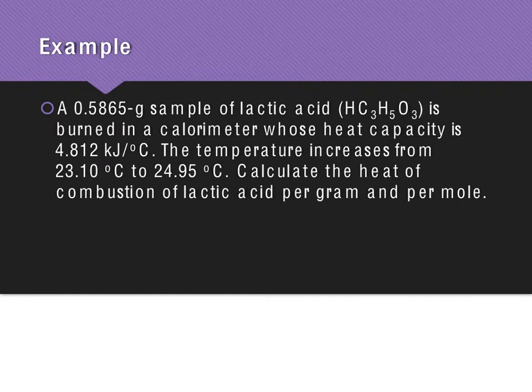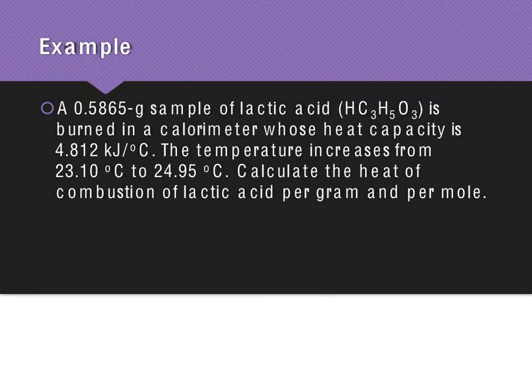So, a 0.5865 gram sample of lactic acid, that's the molar mass, is burned in a calorimeter whose heat capacity is that. Temperature increases from 23.10 degrees Celsius to 24.9 degrees Celsius. Calculate the heat of combustion of lactic acid per gram and per mole. The heat capacity is 4.812 kilojoules per degree Celsius.